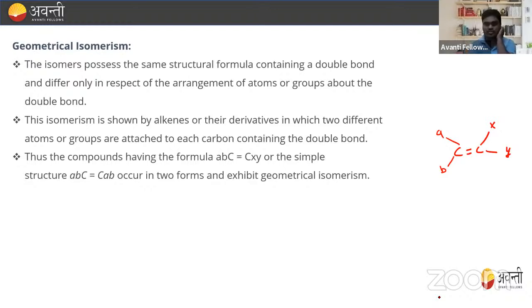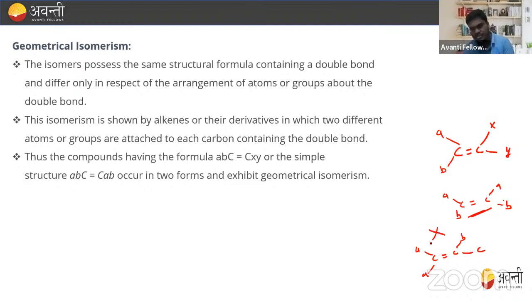Right. So this will show geometrical isomerism. Thus, the compound having the formula like ABCCXY, or the simple structure like this, with AB here and AB here, can also show it. So just remember that two different groups must be present on each carbon atom, right? For example, if we have a structure like CAA with B and C.